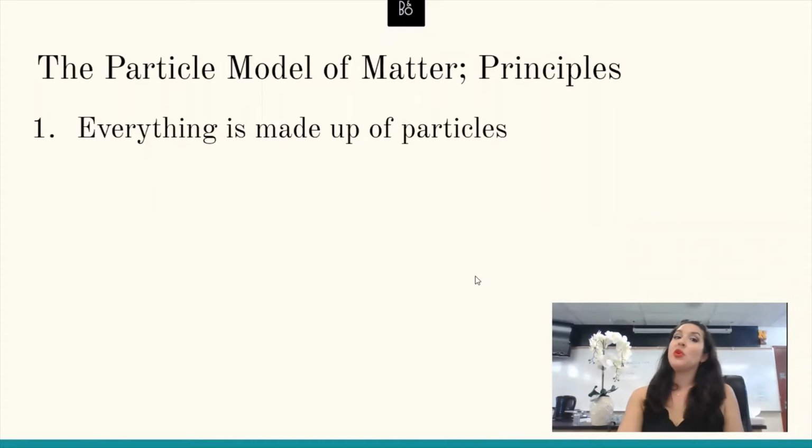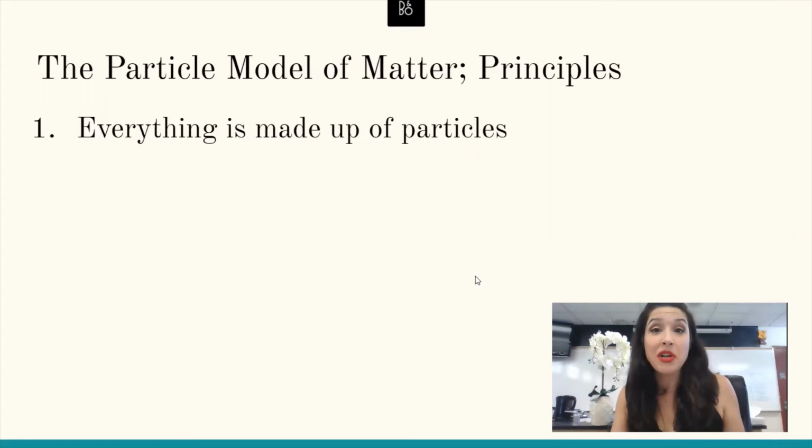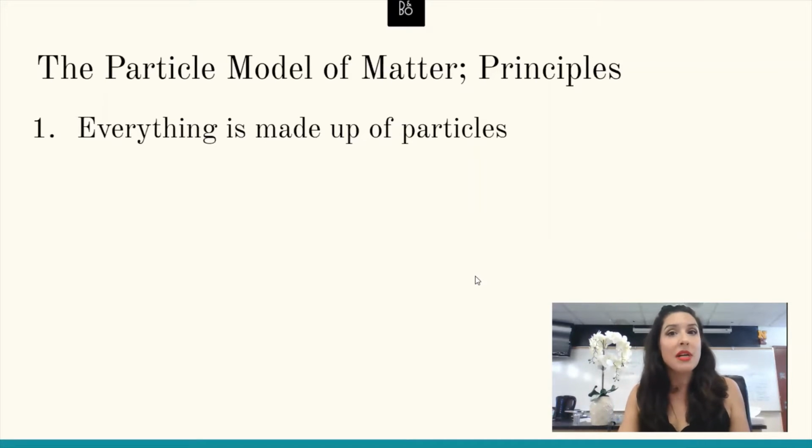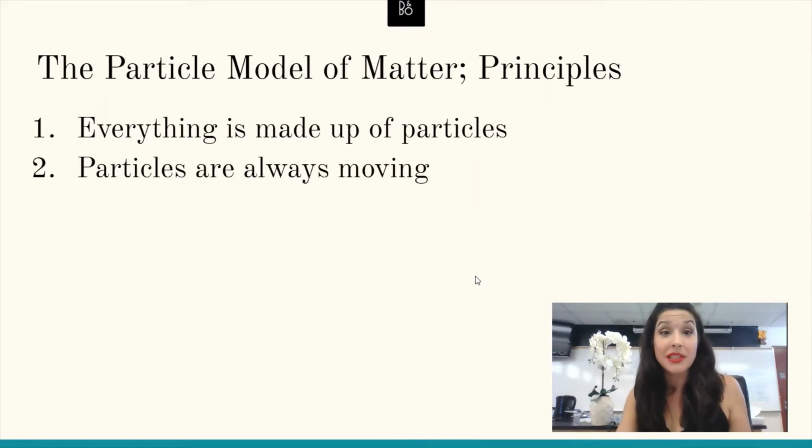The first principle of the particle model is that everything is made up of particles. From the clothes you're wearing, the ground you're walking on, the computer screen that you're looking at, everything is made up of particles. Later on in the year, we're going to talk about some of these particles in particular, like molecules, atoms, and even the subatomic particles like protons, neutrons, and electrons. The important thing for you to know right now is that everything in the universe that's made up of matter is made up of particles.